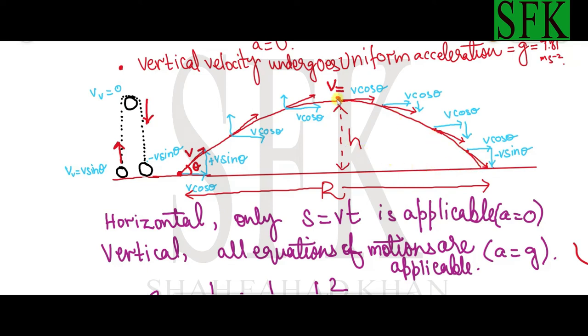This maximum height, this h, is known as the maximum height, and the maximum horizontal distance that the projectile covers is represented by R and is called the range of the projectile. This is known as the range of the projectile. H is known as the maximum height of the projectile. The shape of this path is parabolic.